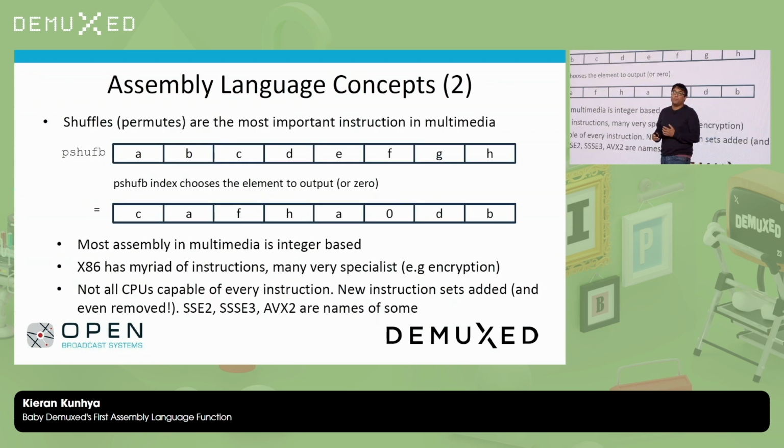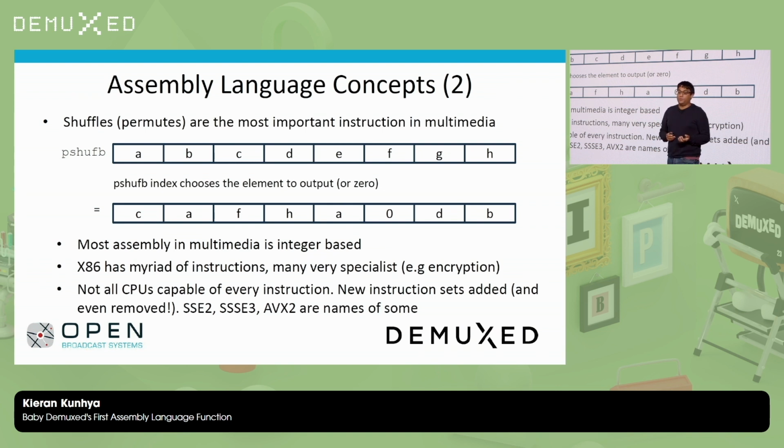Let's look at some of the other important concepts in multimedia. Shuffles, also known as permutes. They're the most important instruction in multimedia. So if you have all these elements in a vector register, what you're able to do with instructions like pshufb is shuffle them all around and even zero some of them out. So you can see all these elements have been shuffled around depending on the index that you give to pshufb. And I'll show an example of that in a second.